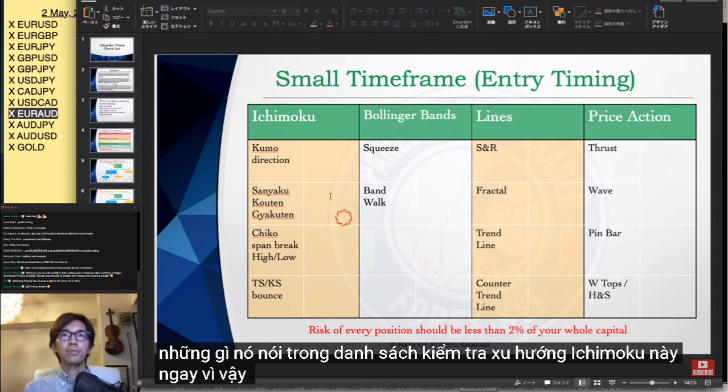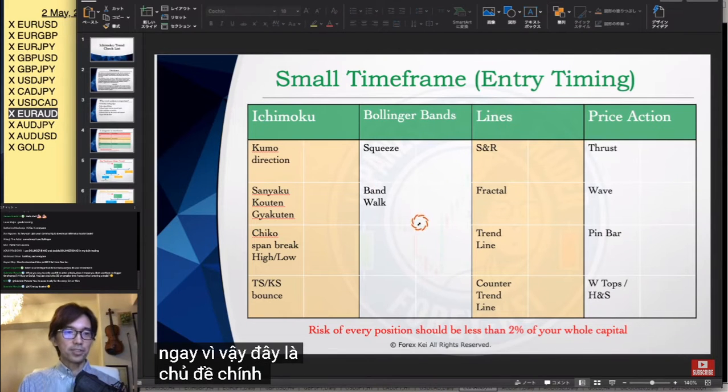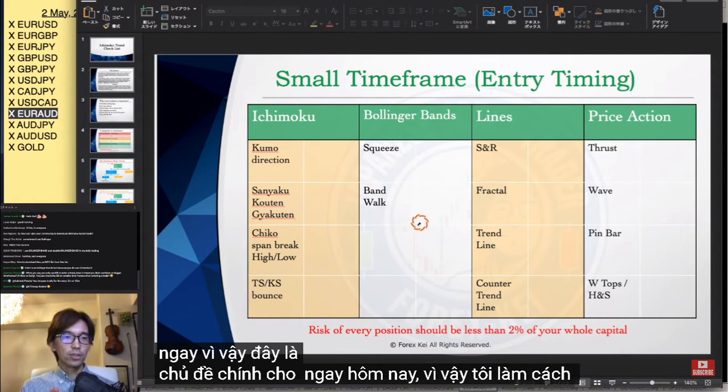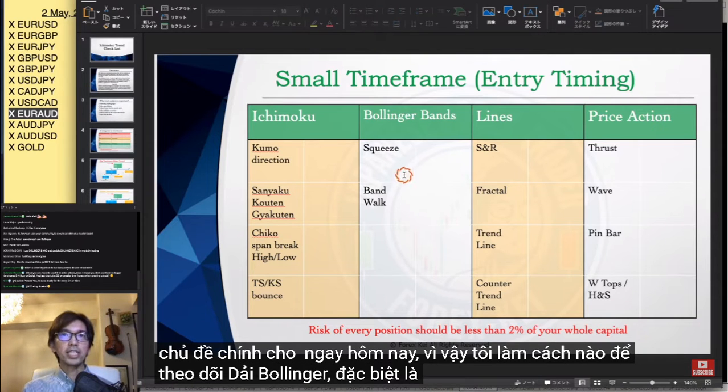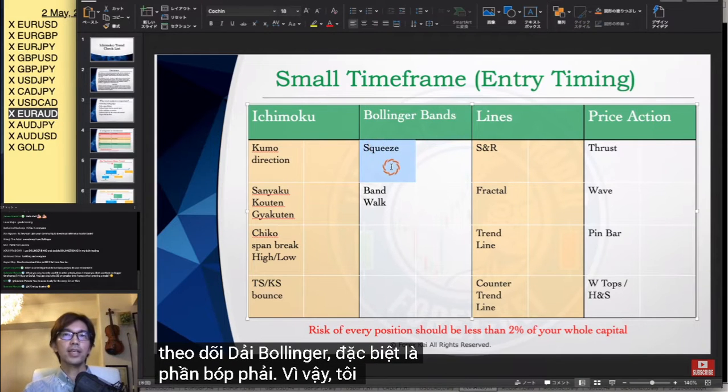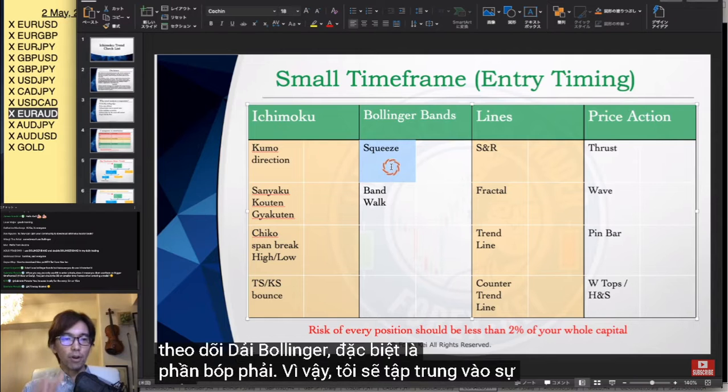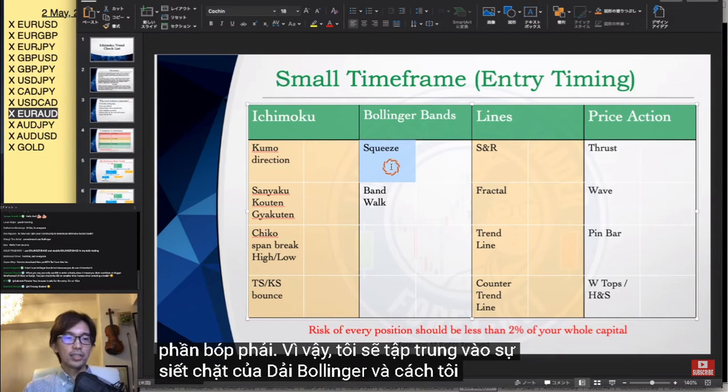So here's the main topic for today. How do I take trades with the Bollinger Bands, especially the squeeze? I will focus on the Bollinger Band squeeze and how I take trades on this.